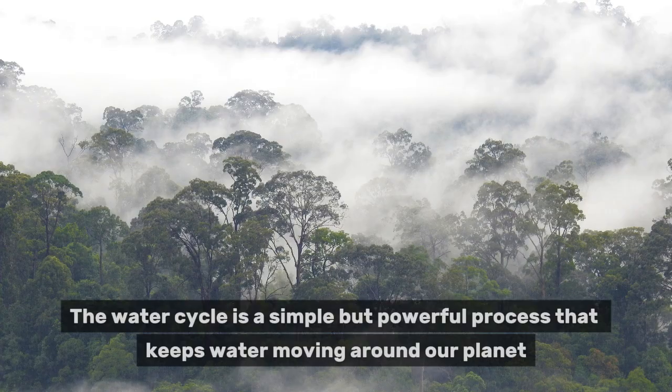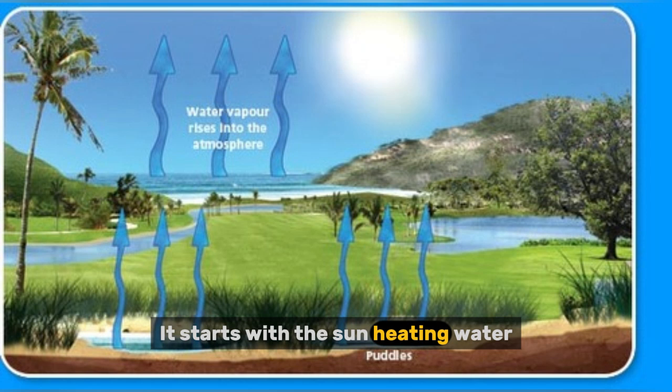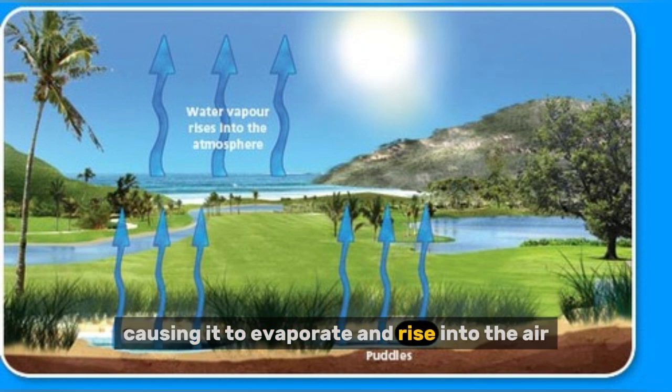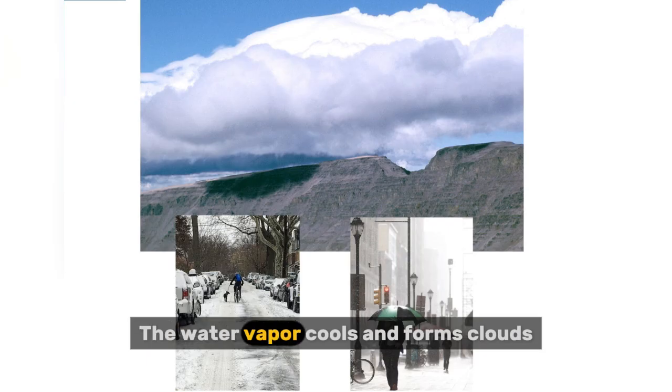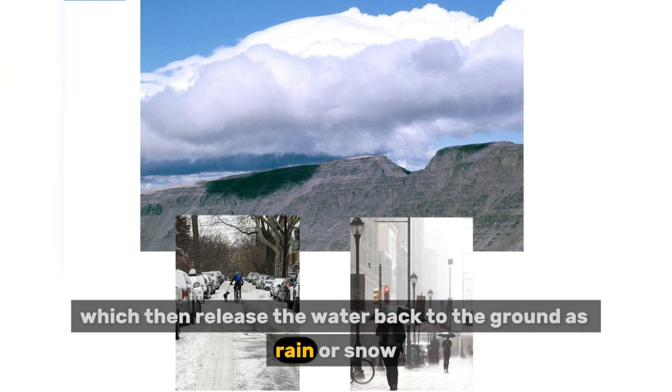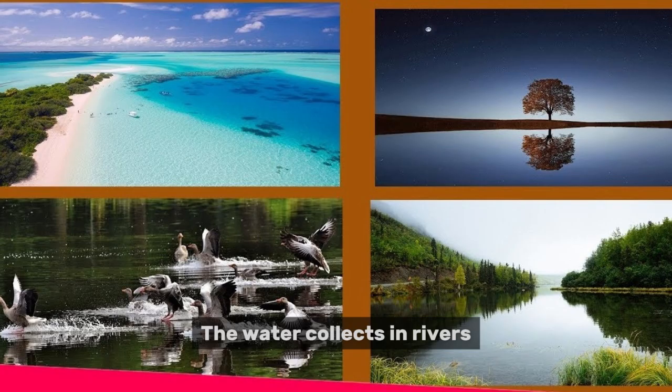Conclusion: the water cycle is a simple but powerful process that keeps water moving around our planet. It starts with the sun heating water, causing it to evaporate and rise into the air. The water vapor cools and forms clouds, which then release the water back to the ground as rain or snow. The water collects in rivers, lakes, oceans, and underground, ready to start the cycle again.